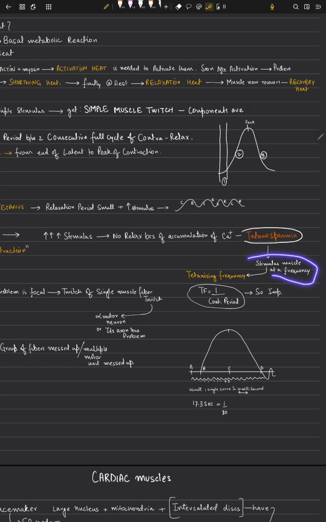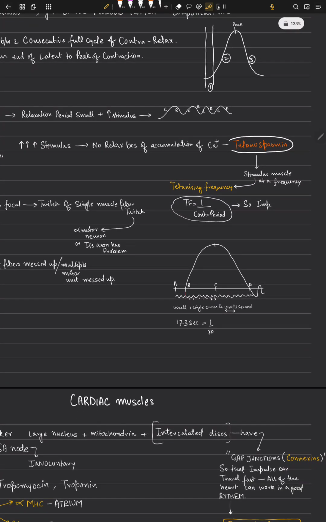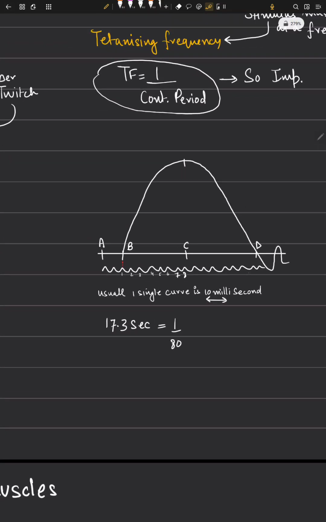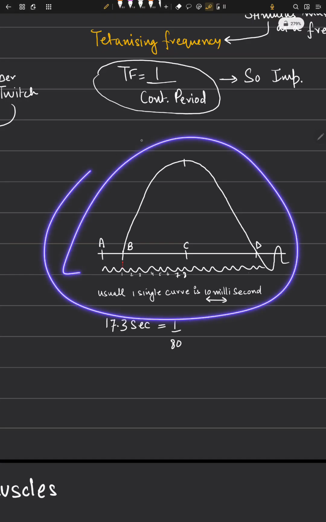It stimulates the muscle at a frequency, and we call that frequency tetanizing frequency. So tetanizing frequency equals 1 upon contraction period. It's very important. Why is it important? Because we can solve a lot of questions. For example, this is one.